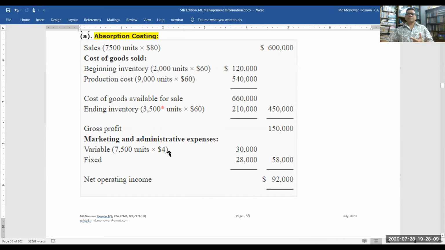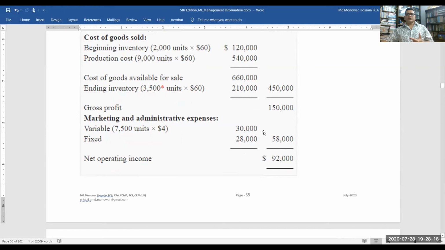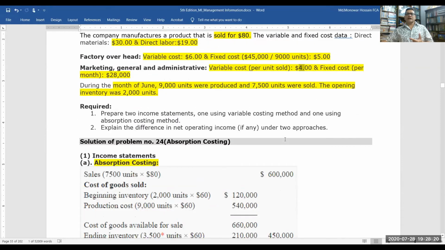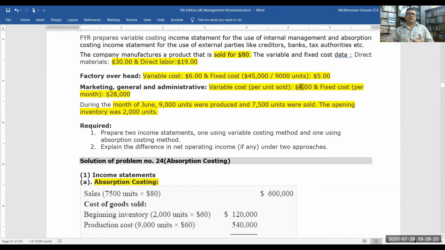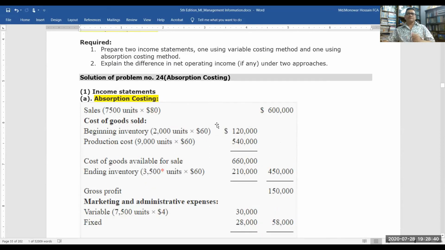get a gross profit of 1,50,000. Now we subtract the marketing and administrative expenses: variable, 7,500 units multiplied by 4, this 4 comes from here, the marketing 4, so 30,000, and fixed 28,000, because here the total is 28,000. So we get the marketing and administrative expense of 58,000. From the gross profit, if we subtract the marketing and administrative expense of 58,000, we get net operating income of 92,000. So that is for absorption costing.